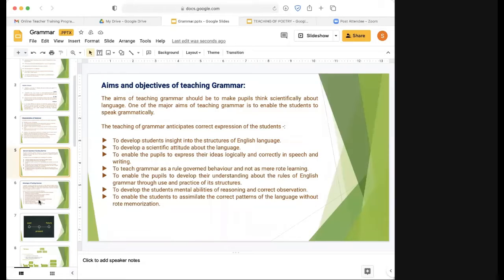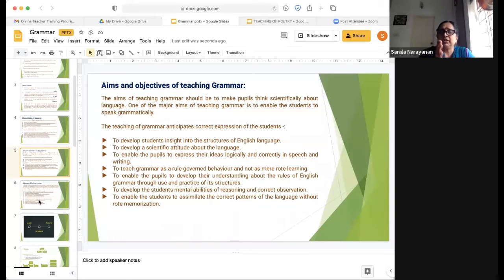First point, to develop students' insight into the structures of the English language. To develop a scientific attitude about the language. To enable the pupils to express their ideas logically and correctly in speech and writing. To teach grammar as a rule-governed behavior and not as mere rote learning. To enable the pupils to develop their understanding about the rules of English grammar through use and practice of its structures. To develop the students' mental abilities of reasoning and correct observation. To enable the students to assimilate the correct patterns of the language without rote memorization.